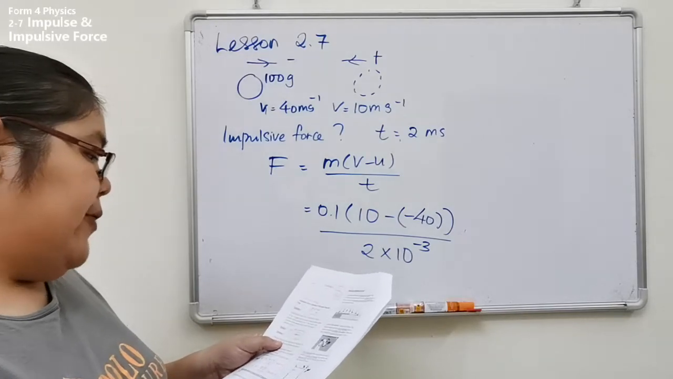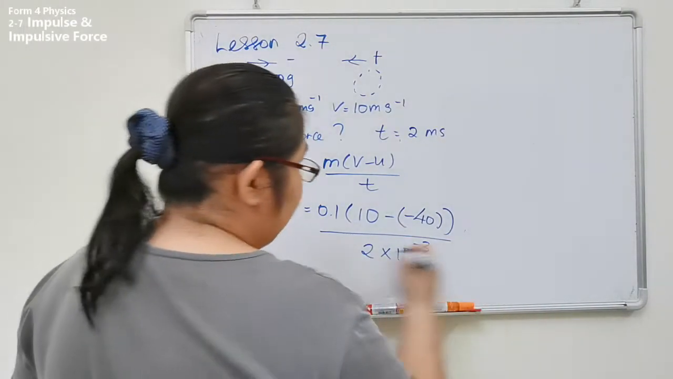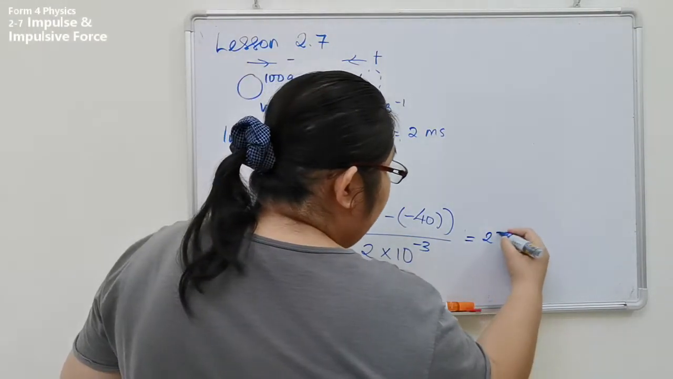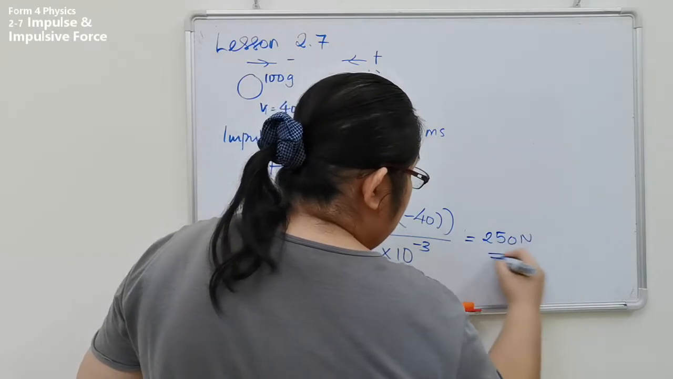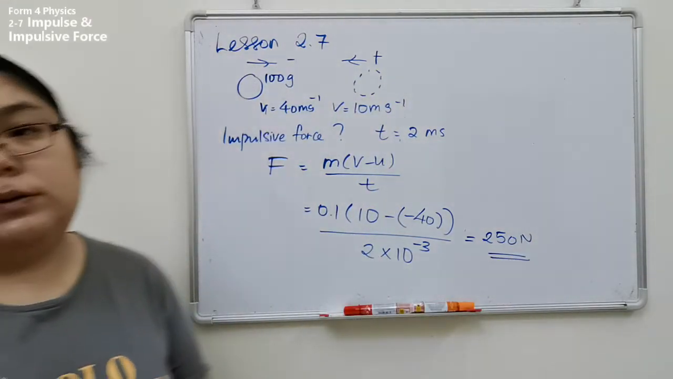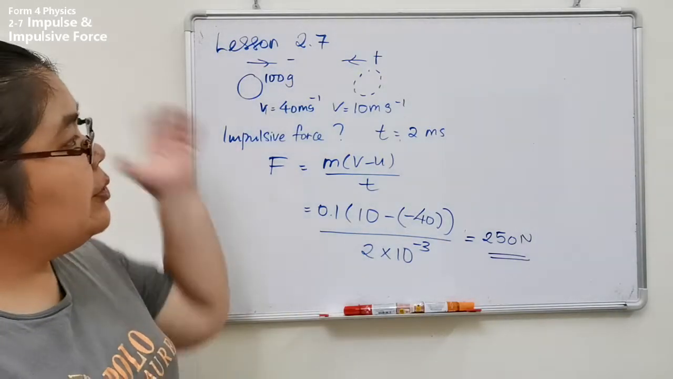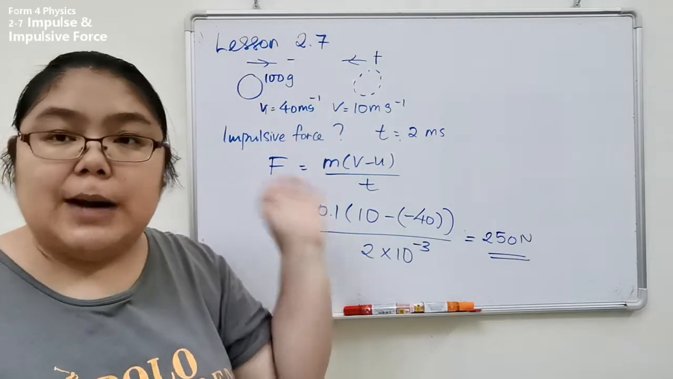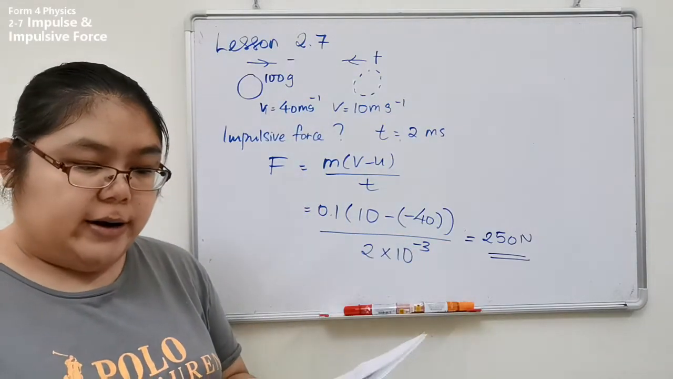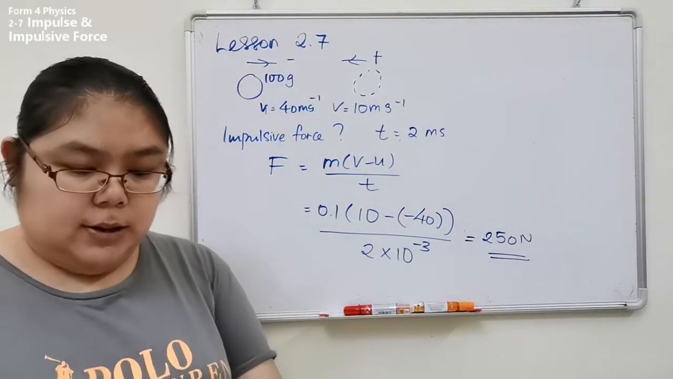Okay, after I find it, the answer becomes positive 250 newton. So this one is my answer. I just ignore the negative, so that's why I want to put the final velocity in the positive direction. So my final answer is sure to be positive.